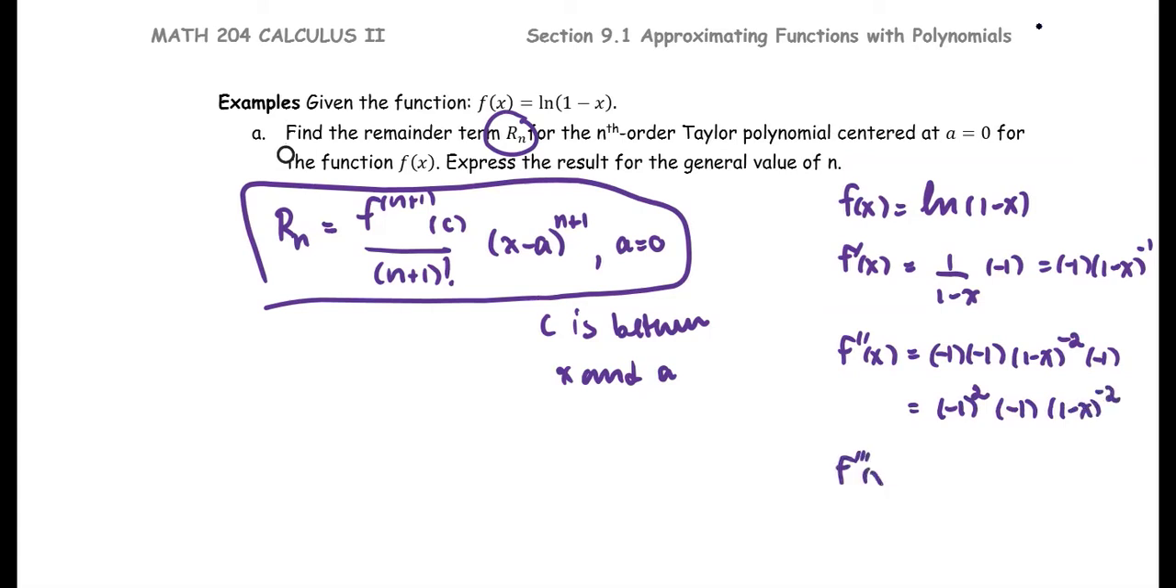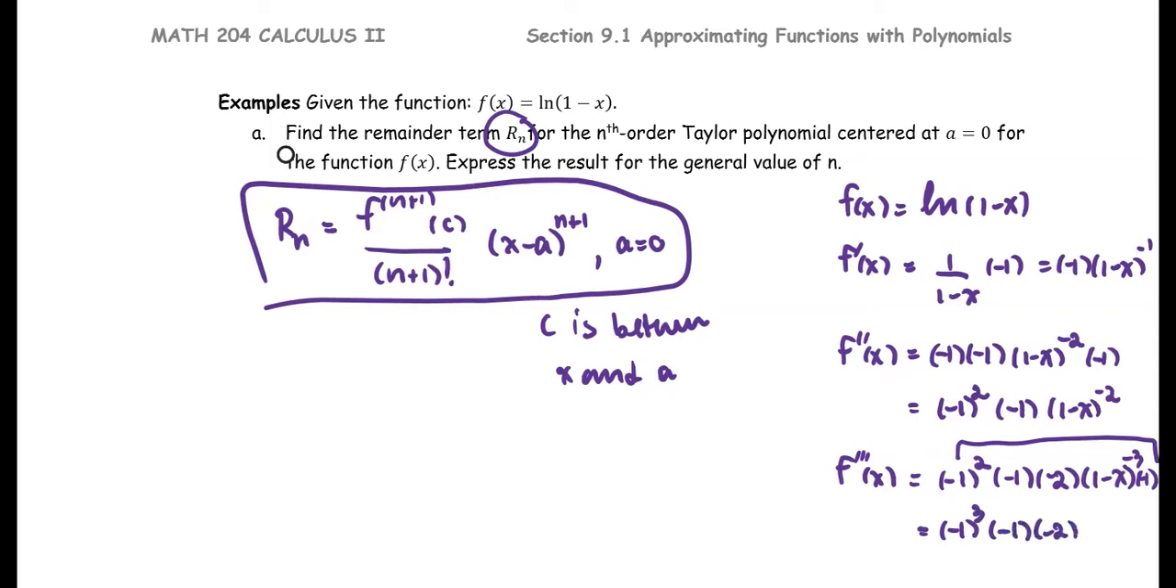The third derivative is negative 1 to the second multiplied by negative 1 multiplied by negative 2 multiplied by 1 minus x to the power negative third multiplied by another negative 1. And rearrange the terms, consolidating the negative 1 and negative 1 to the second as negative 1 to the third. And we can see this as negative 1 times negative 2 times 1 minus x to the power negative third.